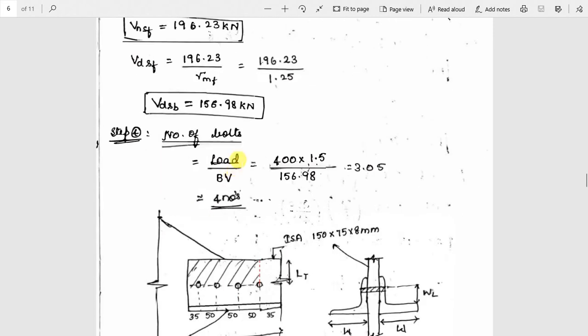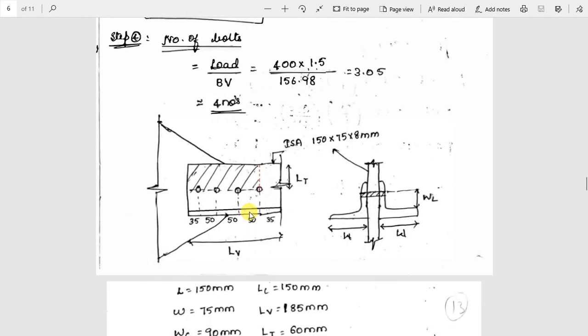So the number of bolts is given by load by bolt value. The unfactored load was 400, and 1.5 gives you the factored load, divided by the bolt value. You will be getting 3.05 bolts, and it will be rounded off to 4 bolts. So this is the detailing. The 4 bolts in a single line.